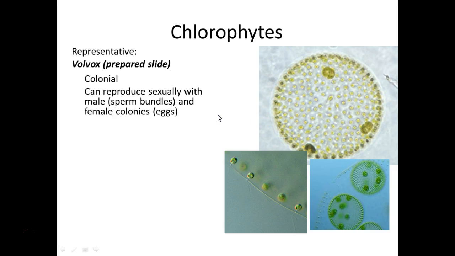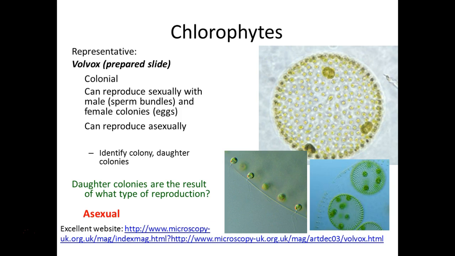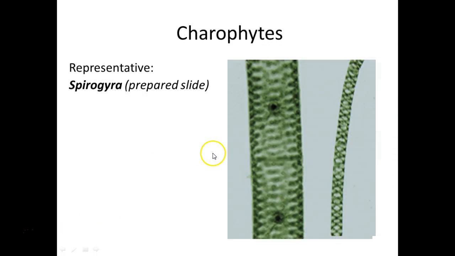They can reproduce sexually. They'll produce sperm bundles and female colonies where all of the cells are eggs. Then the spermy guys swim over and they fertilize, right? But usually they reproduce asexually. So what type of reproduction are the daughter colonies? It's asexual, right? This is a really cool website on Volvox where I got most of these pictures. So as I said, we're not going to see the little guys, we're going to see the big colonies. And they are colored pink and purple.